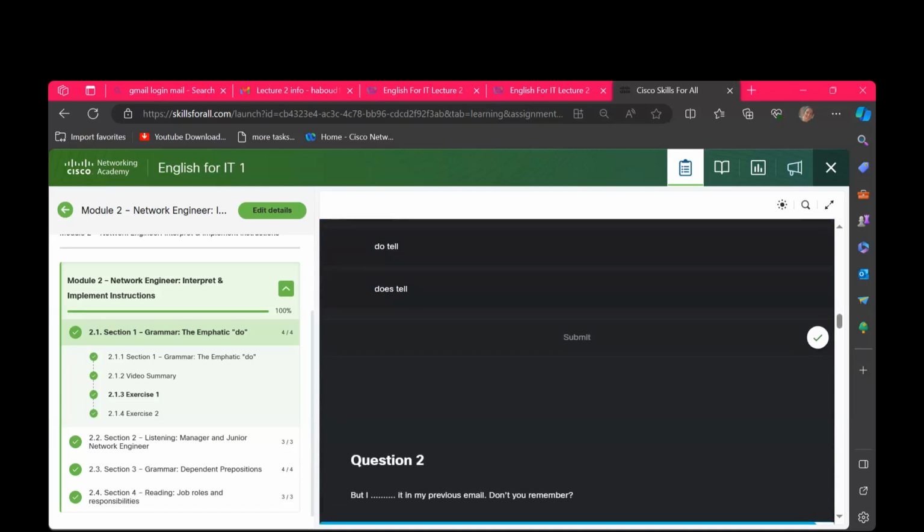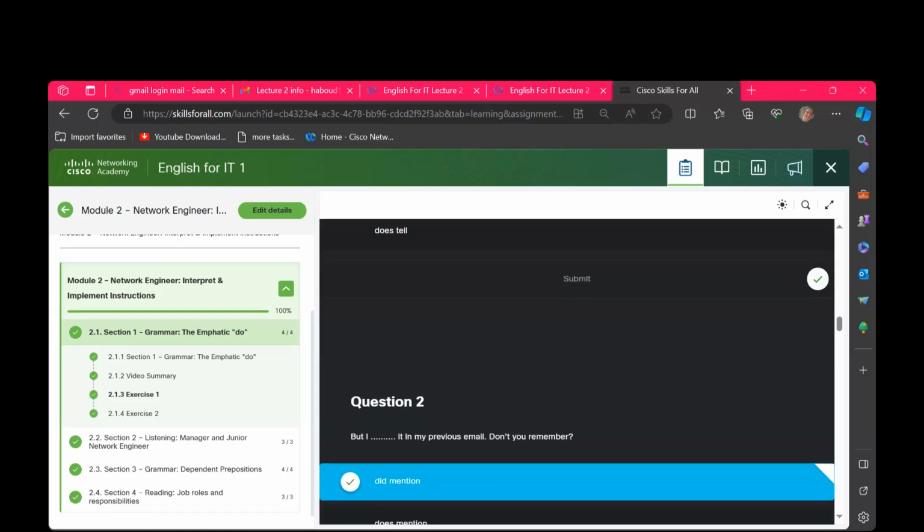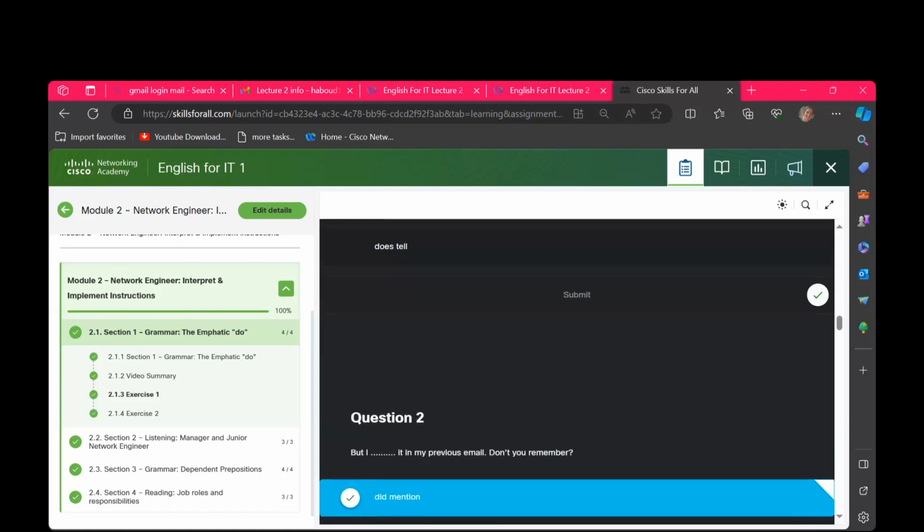But I, it's in my previous email. Don't you remember? Huh? نفكر كده مع بعض استخدمها ولا لا وانهي form. Yes, mention. I did mention زي الجملة اللي قبلها بالظبط. I did tell و I did mention it. يعني أنا ذكرت ده in my previous email في الإيميل اللي فات. Don't you remember?